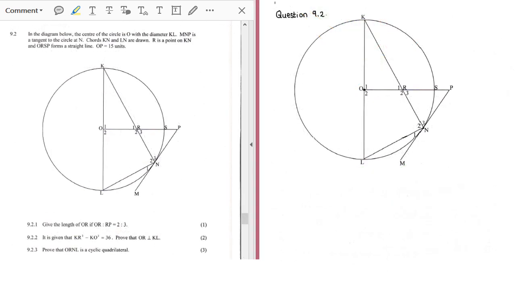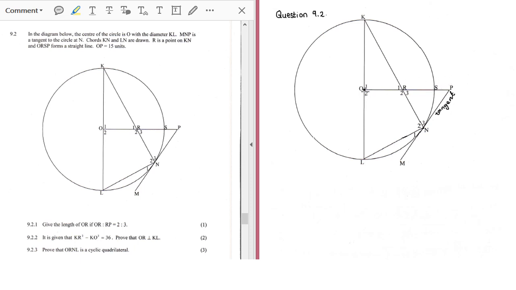Alright, so let's see what do we have over here. We have that in the diagram below, the center of the circle is O with diameter KL. MP is a tangent to the circle at N. So we're being told that this line MP is a tangent, and that is the center. We also have the chords KN and LN drawn. R is a point on KN, and ORSP forms a straight line.